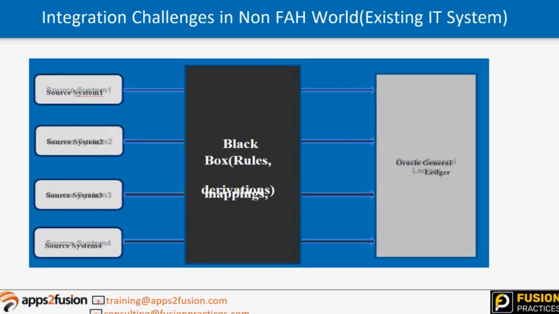Anything you need to update, you need to go and ask the IT to update. But as a business user, let's say you have a new chart of accounts value and you want to add that value in a mapping set in your accounting rules. A business user can directly go and add that particular value in the mapping set.